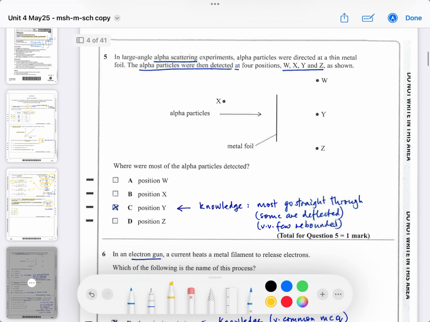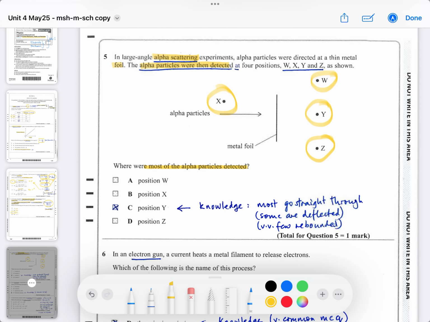All right, so in the large angle alpha scattering, so that's Rutherford's experiment. You need to know this. It's a very, very common question. It probably comes up each year. Alpha particles were directed at a thin foil. They used a gold foil. If you remember, the alpha particles were then detected at 4 different positions: W, X, Y, and Z, as shown. Where were most of the alpha particles detected?